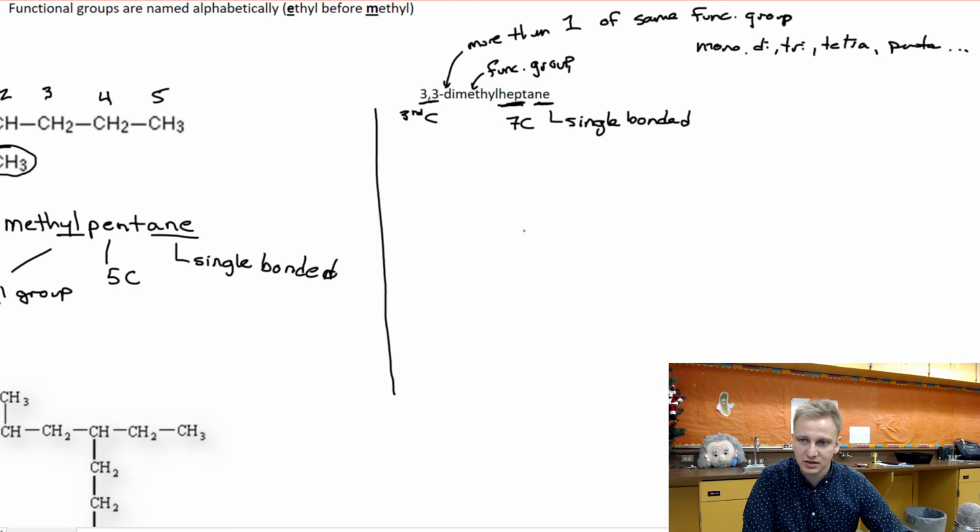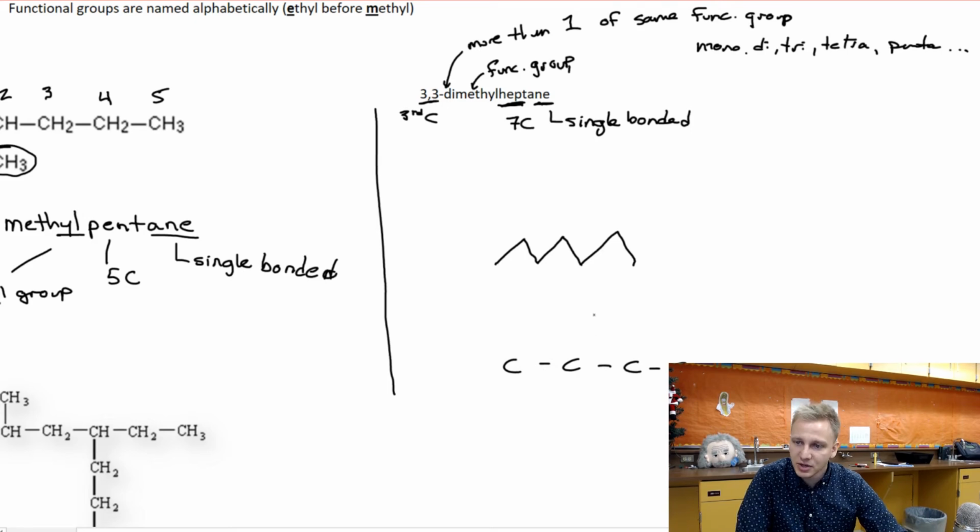So how I'm going to start this here, I'm going to do this one as a stick formula where I'm going to draw 7 different carbons. So 1, 2, 3, 4, 5, 6, and 7. And then I'll draw it down here as well. 1, 2, 3, 4, 5, 6, 7. Okay. So I have my 7 carbon chain. All of them are single bonded. So notice I haven't drawn any double bonds whatsoever on here.